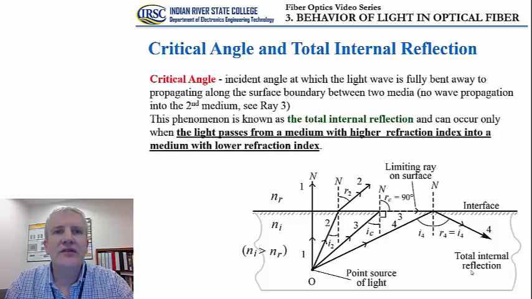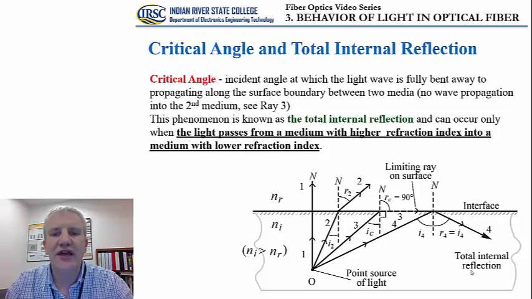As the angle of incidence becomes larger, for example, if we are moving from light ray 2 to light ray 3 to light ray 4, so if the angle of incidence becomes larger, the angle of refraction is also going to get larger, and ultimately the angle of refraction is going to approach 90 degrees.